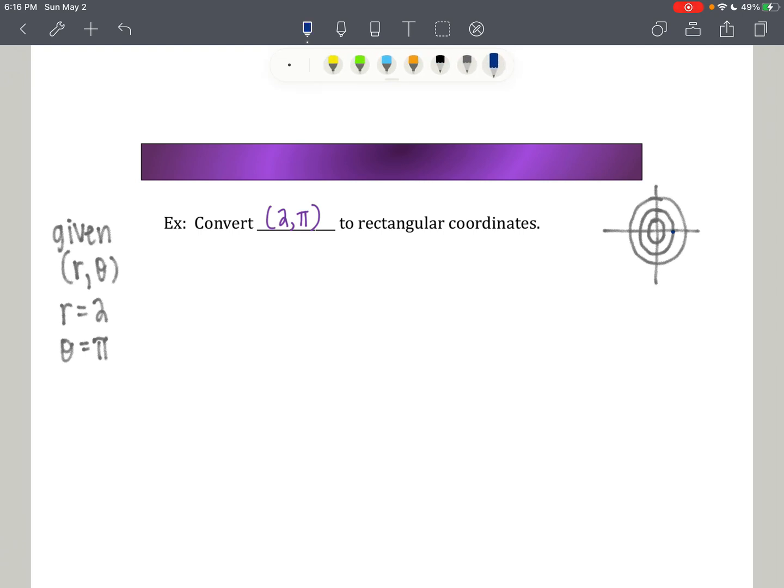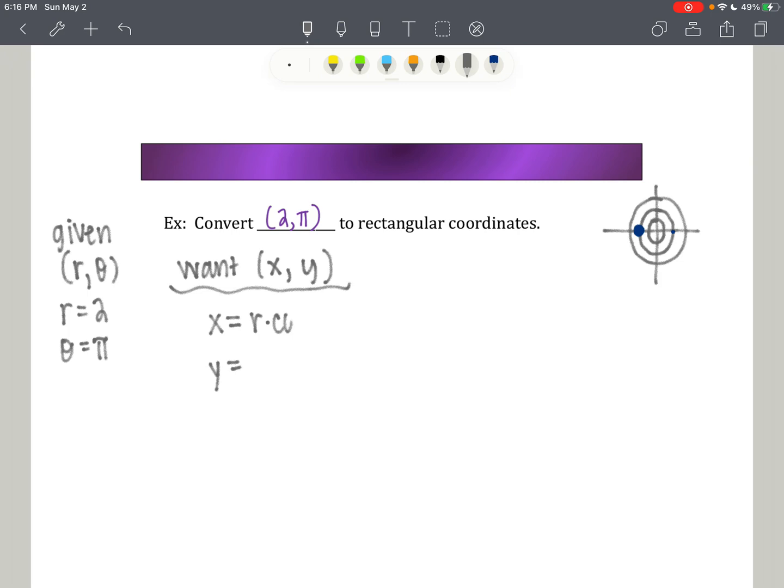I go out a positive 2, and then I'm going to rotate it pi radians. And I am pretty sure I can almost tell what those rectangular coordinates are going to be, but I'm still going to do the math to make sure I get it. So I'm given r, theta, and I want the x and y coordinates. So this is where I'm going to say x equals and y equals.